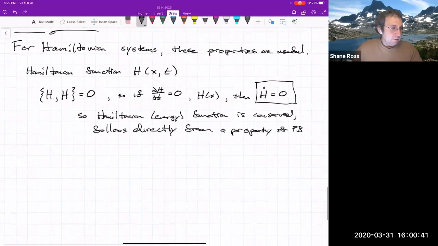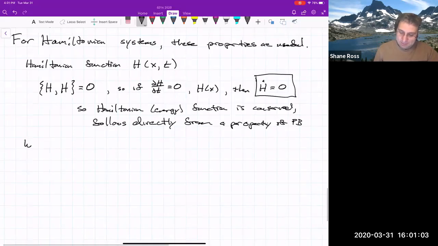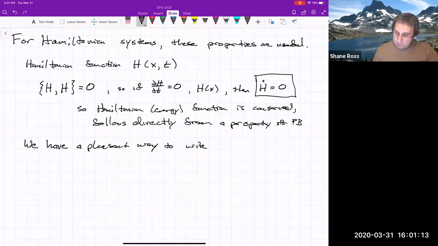And this is true not just for H. We knew ahead of time that H was going to be conserved. H is a constant of the motion. But this now gives us a more pleasant way to write any constant of the motion. It's always nice to have a pleasant way to write things, right? So we have a pleasant way to write constants of motion. And it's not just pleasant, it will end up being useful.